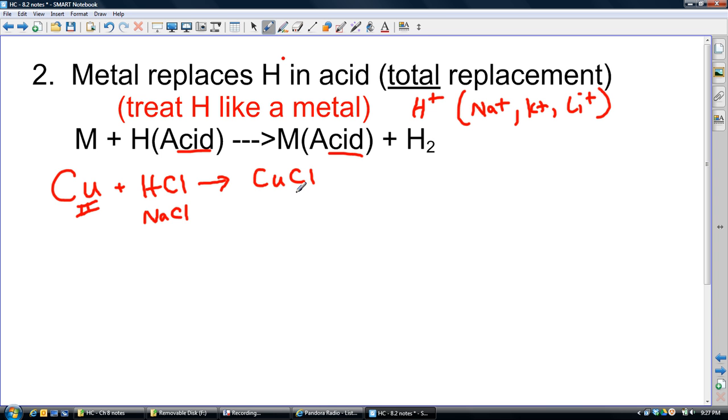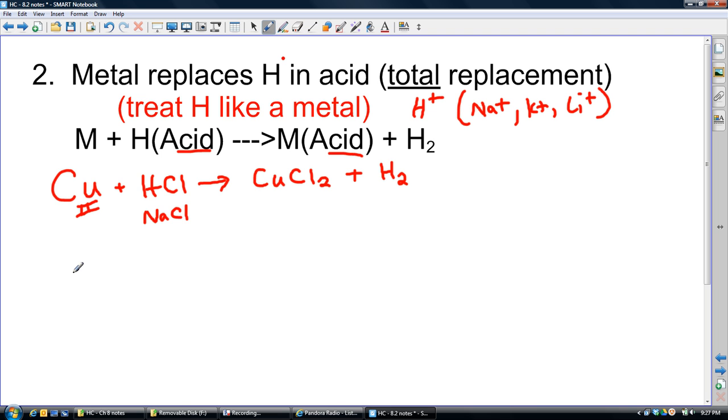chlorines. Now, copper, we said back here, is a +2. So if it's a +2 here, chlorine's a -1, we get CuCl2. And then the hydrogens are by themselves. Now don't forget here, hydrogen is one of those diatomic molecules, so it's going to be H2.